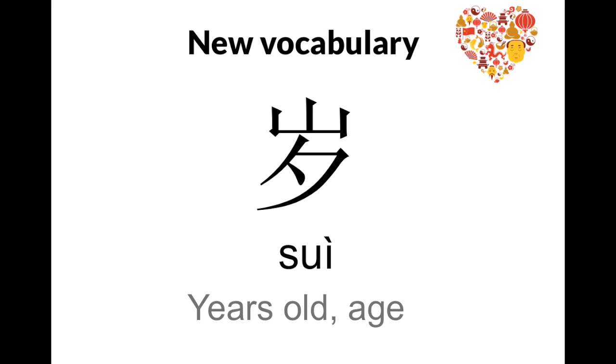岁, fourth tone, years old. To say an age, you simply say a number followed by 岁. So for example, 20岁, 20 years. This is why it translates into years old and not only years, because you don't need any other word to say your age. You just need 岁.